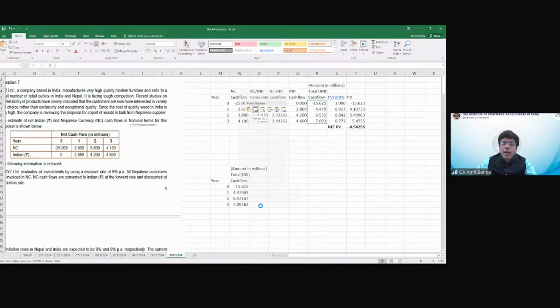Now remember, I am on the system. You will need to note it down. So you may please note it down. You just have to copy it from here. Your total INR cash flow.